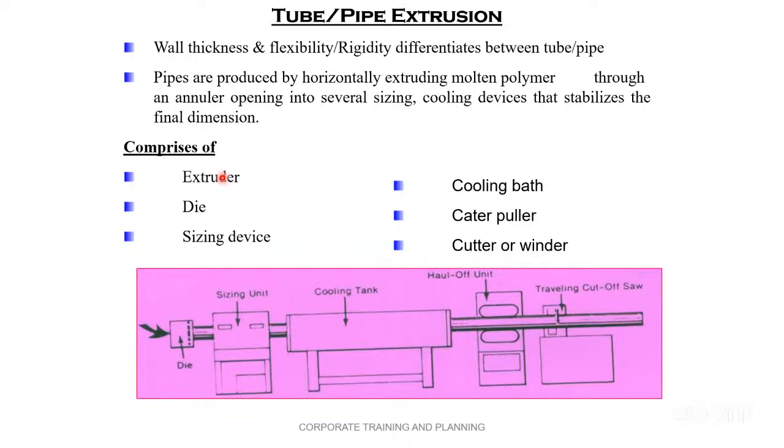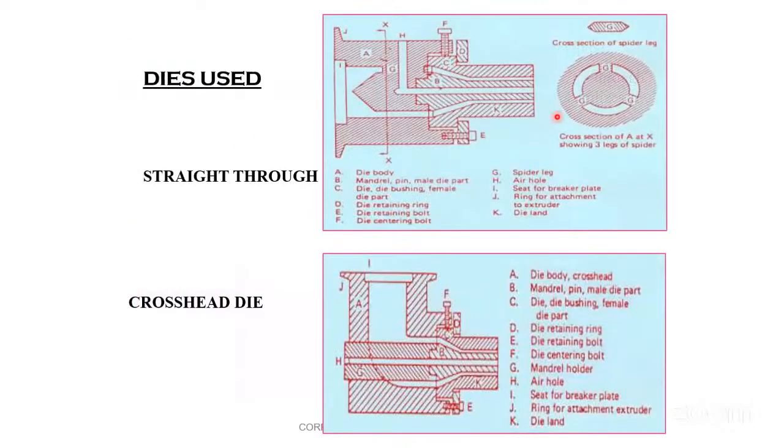These are the main criteria for the die. We have already seen these dies. See now, here this is the pipe die I told you. Here are the breaker plate and screen packs. The material enters from this side. It will get sprayed here.